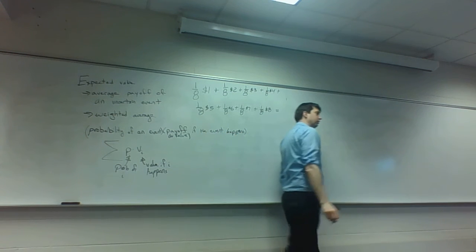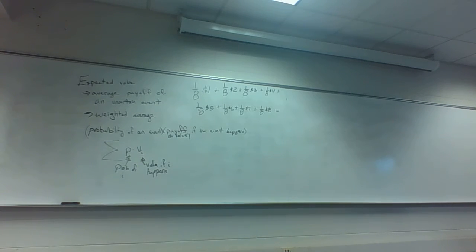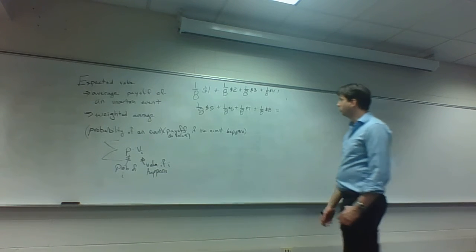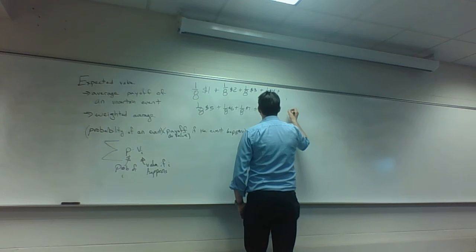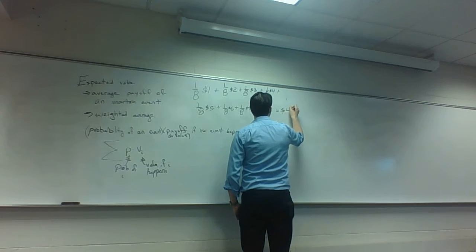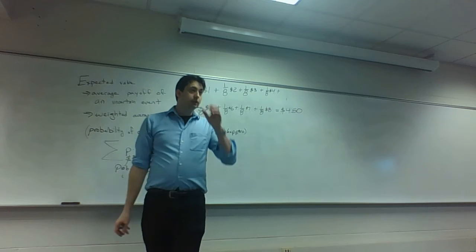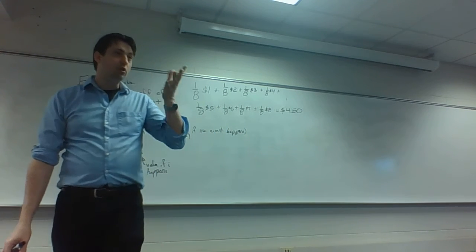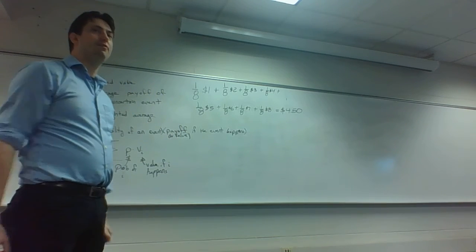Does anyone know what that equals? $9? Nope. Take 1 eighth plus 2 eighths plus 3 eighths plus 4 eighths plus 5 eighths plus 6 eighths plus 7 eighths plus 8 eighths, you get 4.5. So your guess was pretty close to the average. It's actually 4.5. On average, you would get $4.50.